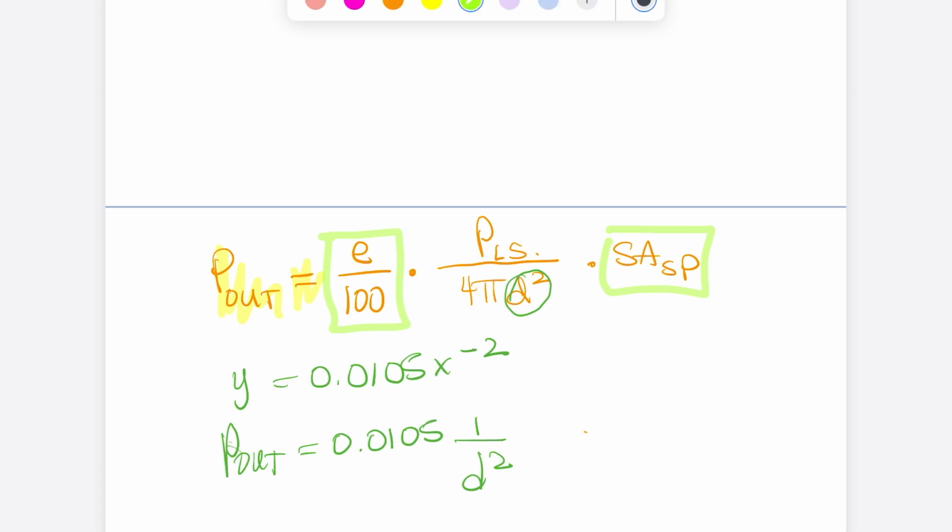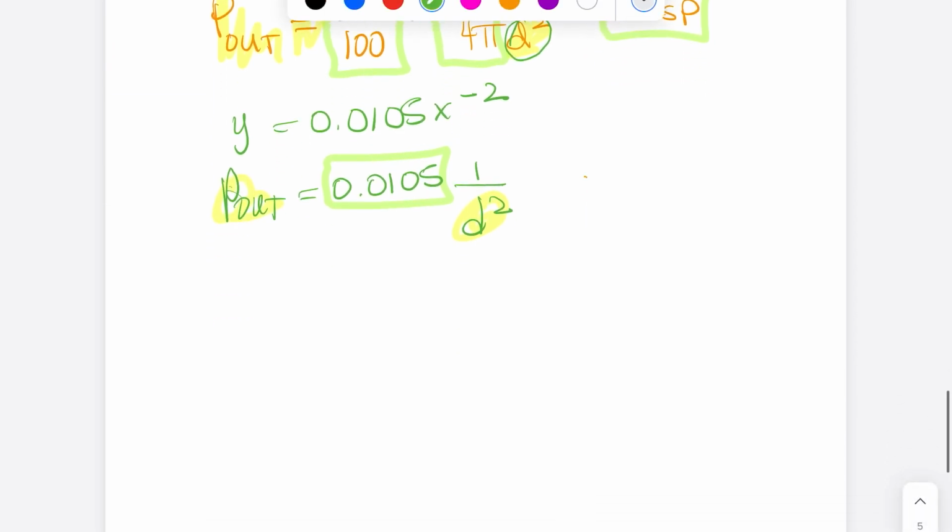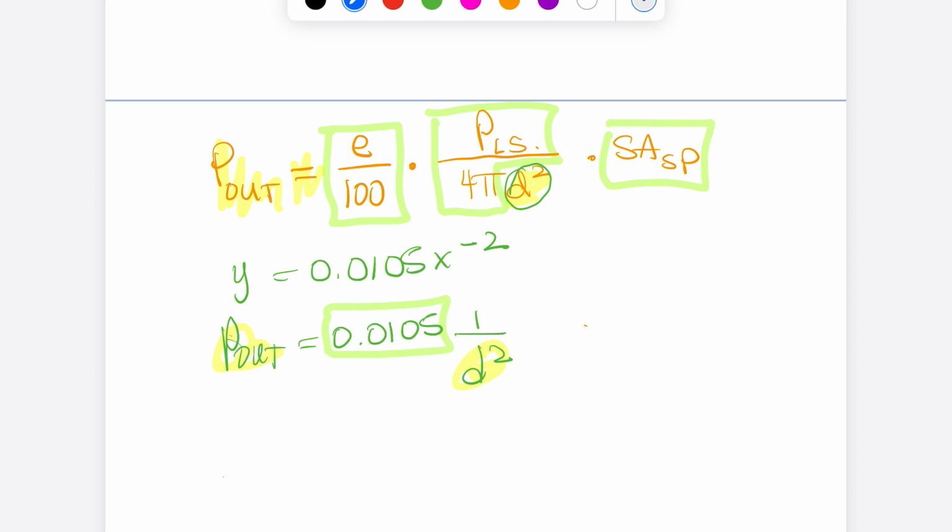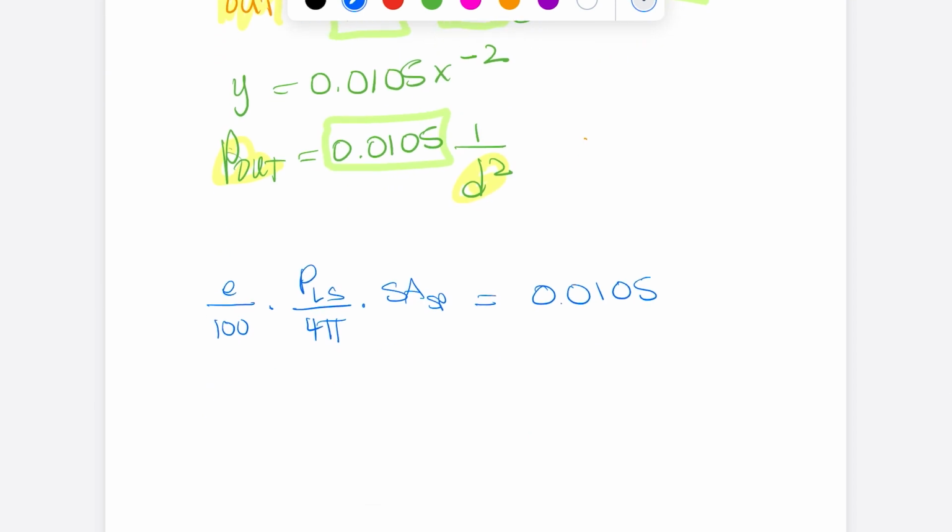So when I go to interpret this, all of this is going to be equal to that, because power out and distance squared are the only things in my mathematical model. So now I can take E over 100 times the power of the light source over 4 pi times the surface area of the solar panel. All of that is equal to 0.0105. Now plug in what you have. You could do it a bunch of ways. You can solve it for any of these things: your efficiency, since that's known, the light source power, because you know that, or your surface area. So let's solve it for the power of the light source.